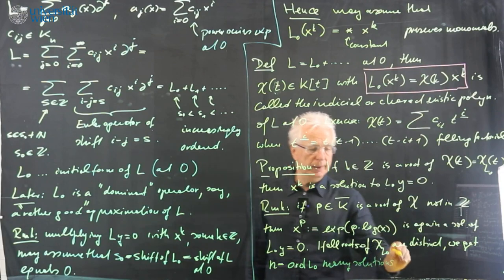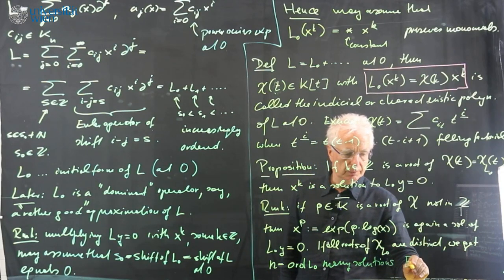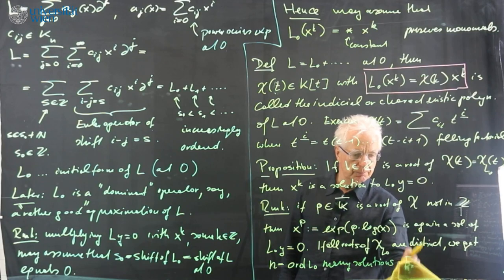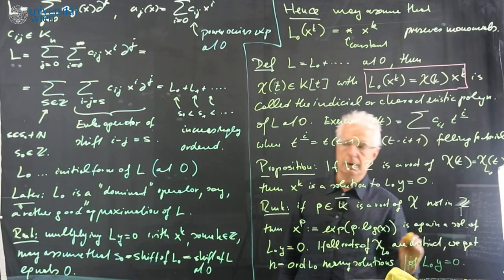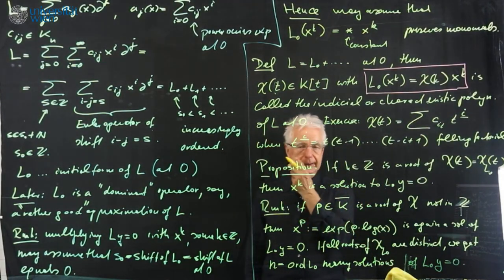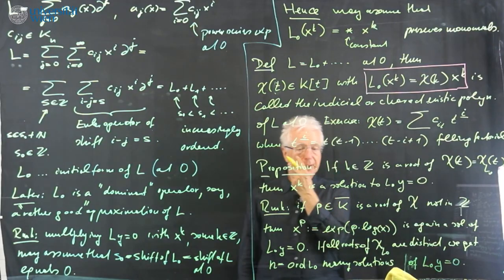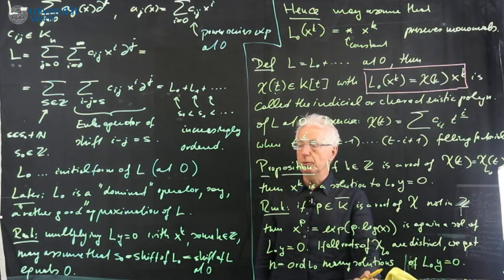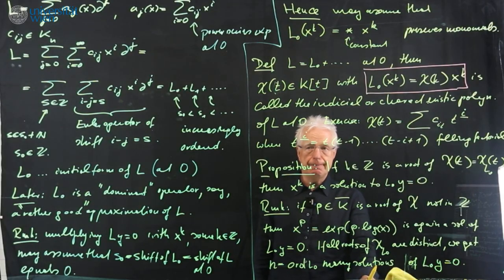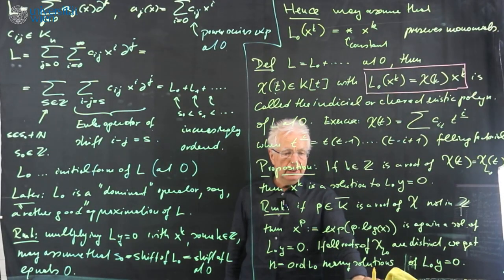I am still in the case of Euler equations, L0 y equals 0. Now we will see a little bit later that we can have at most n linearly independent solutions. So this will already be a basis over the ground field K.